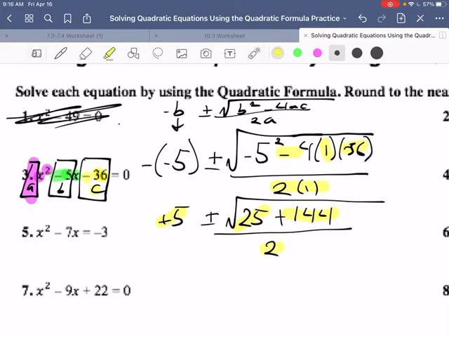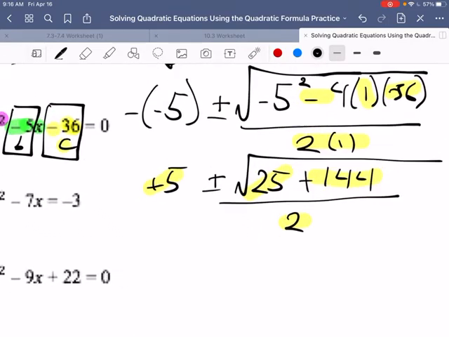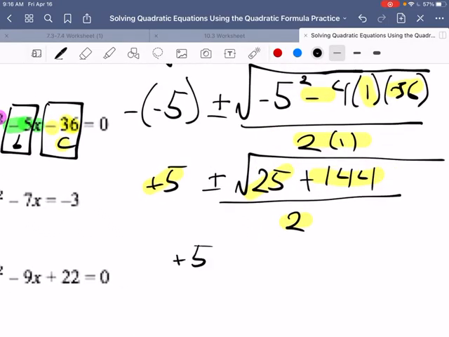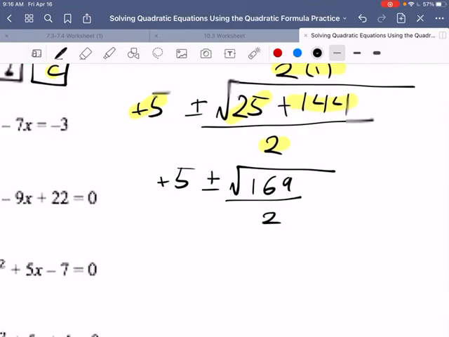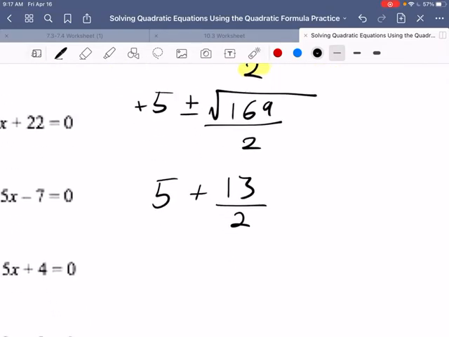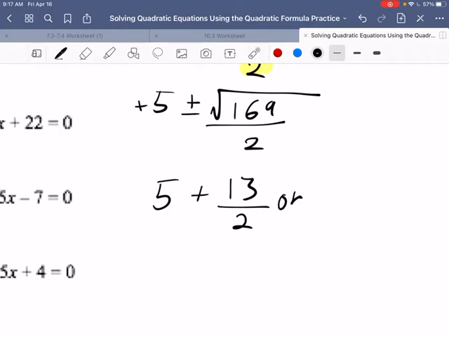Okay, and from there we can continue simplifying. We've got positive 5 plus or minus the square root of what's 25 plus 144. That's going to be 169 over 2. Okay, and we can simplify more. We'll say 5 plus or minus, well, we know the square root of 169 is actually 13 over 2. We could simplify it and say 6.5. Okay, I'm going to say 6.5.